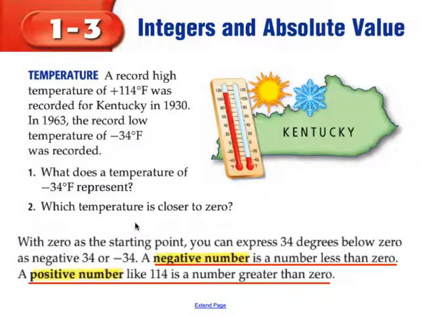And our first question says, what does a temperature of minus 34 degrees Fahrenheit represent? And which temperature is closer to zero? Well, with 0 as our baseline, anything that's positive goes to the right of 0 on a number line, and anything less than that, 34 degrees below 0 or negative 34, would go to the left of 0 because it's less than 0. So positive numbers are greater than 0, negative numbers are less than 0.